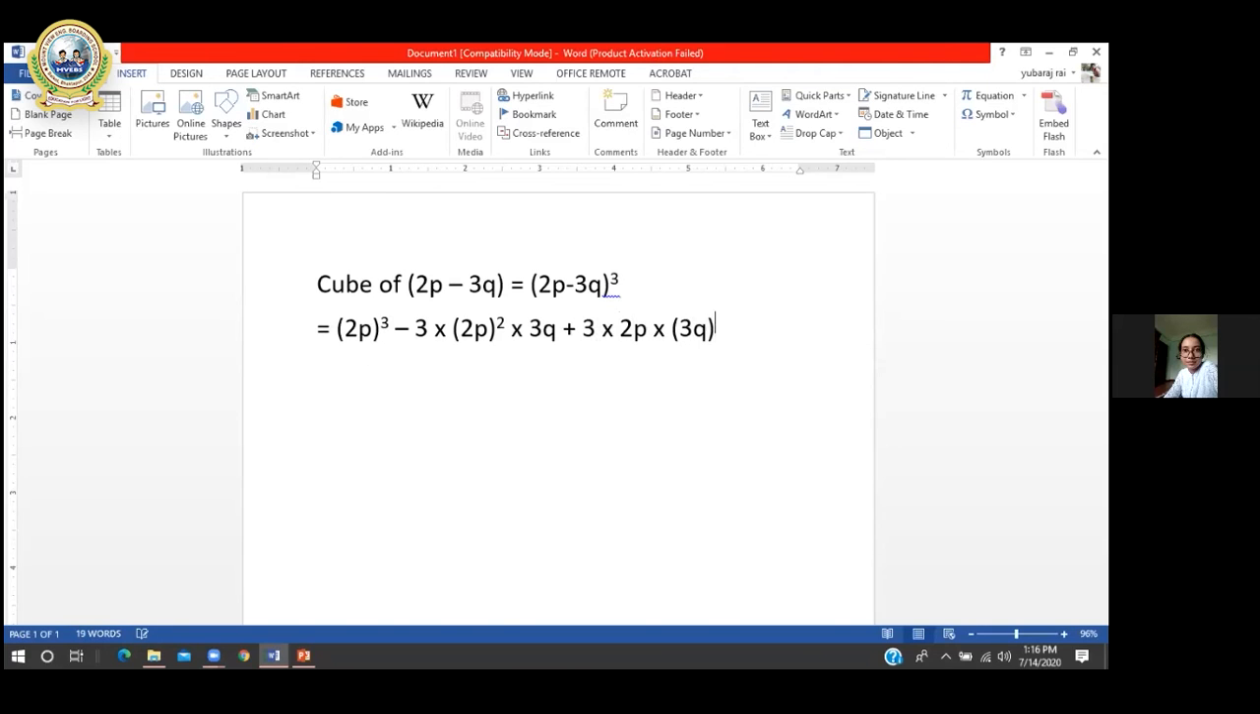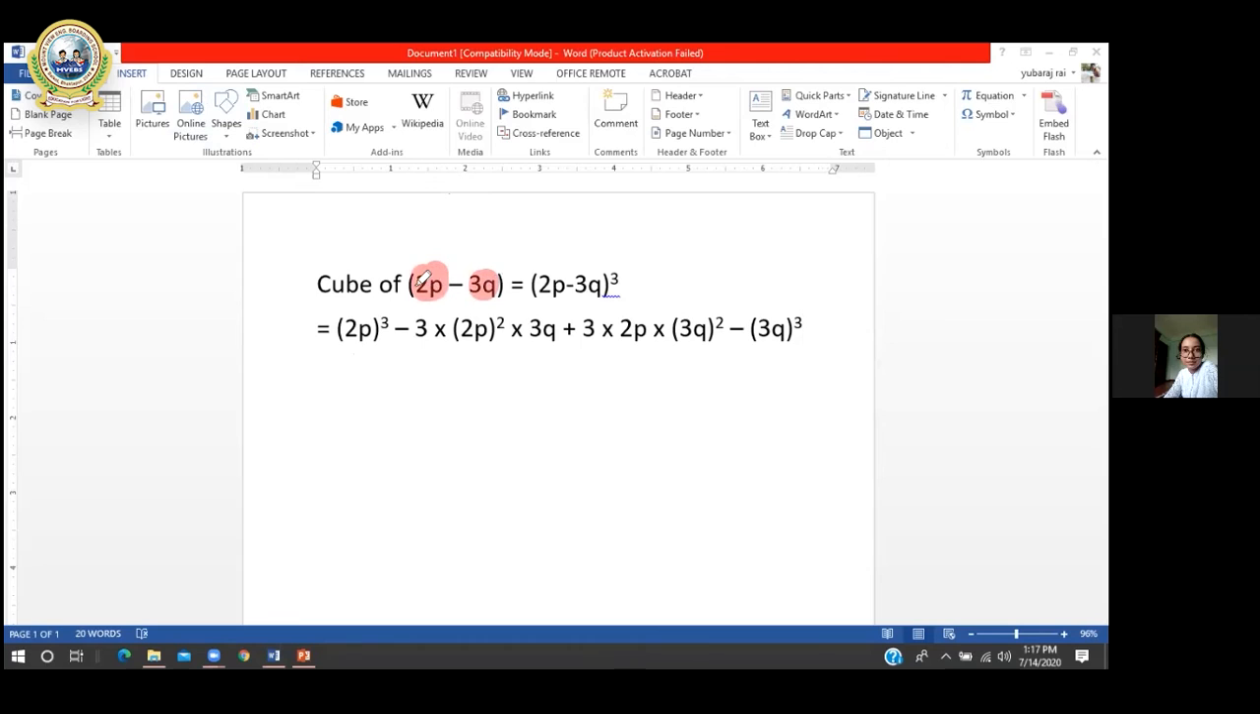3ab square minus... you say yes, so far so good, right? Now, last time something is (a - b) cube, so (2p - 3q) whole cube. Let's say our formula was a cube minus 3a square b plus 3ab square minus b cube. Now in the place of a there is 2p, and in the place of b there is 3q.